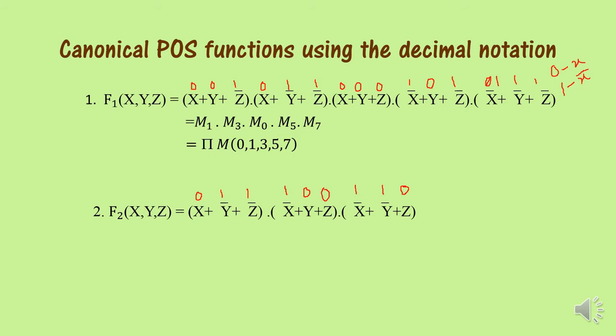So, what is the function? 0 1 1 is decimal 3, the binary number 1 0 0 is equal to 4, and 1 1 0 is equal to 6. So the function is M3 dot M4 dot M6. Because it is a max term, we consider the POS function using capital M. So the decimal notation is pi M of 3, 4, 6. Using this process, we can easily convert a canonical POS function using the decimal notation.